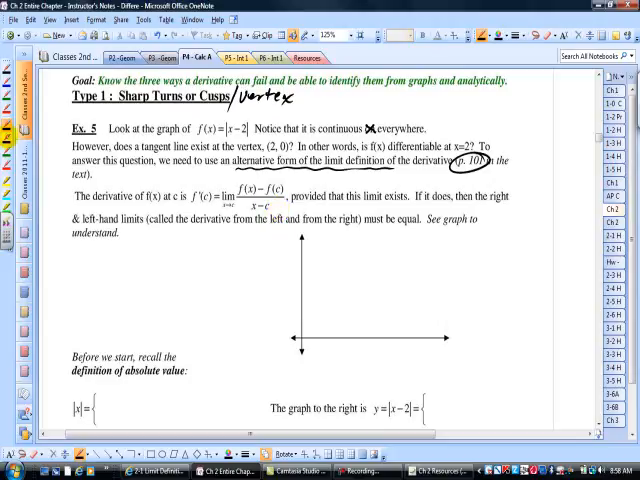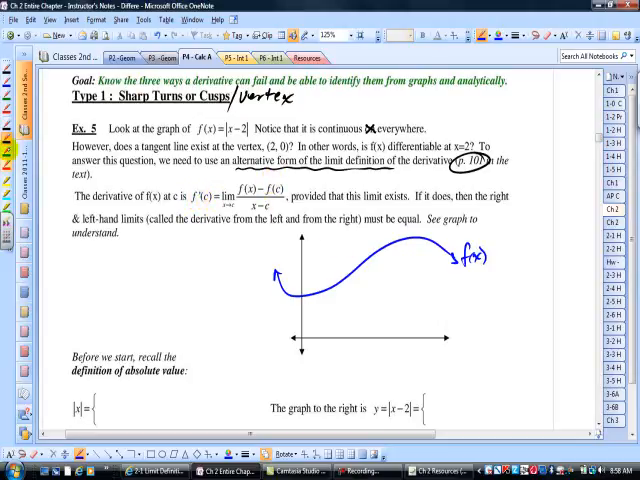So I'm going to draw a little graph here. I'm going to take a look at a function. Let's call this f of x. All right, there's our function here. And I want to take a look at why this makes sense right here. Why is the derivative of f at c equal to this limit?